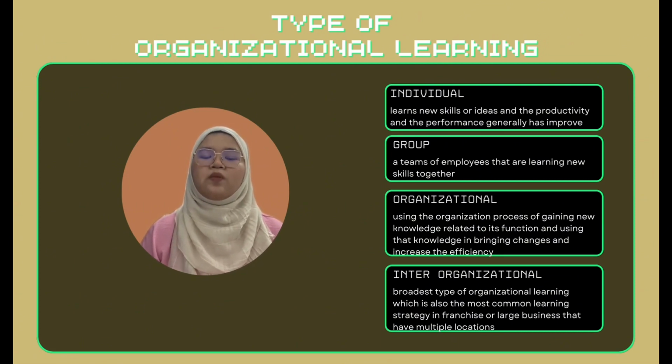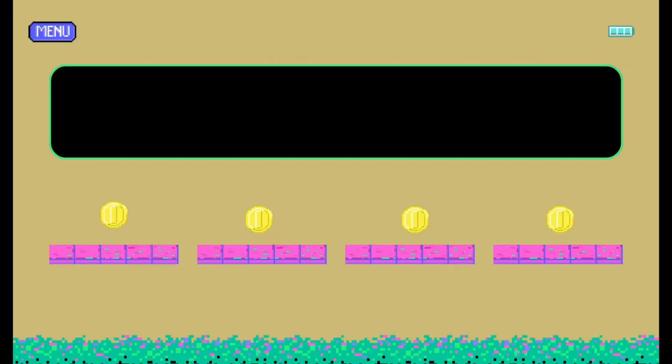The last one would be inter-organizational learning. This is known as the broadest type of organizational learning, which is also the most common learning strategy in franchises or large businesses that have multiple locations. This type of learning tends to blend group learning with the more managerial aspects of the organizational learning process.